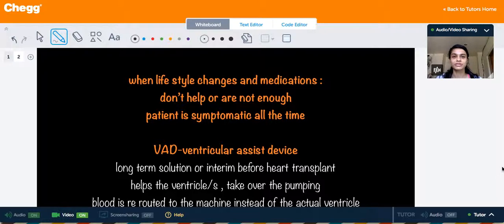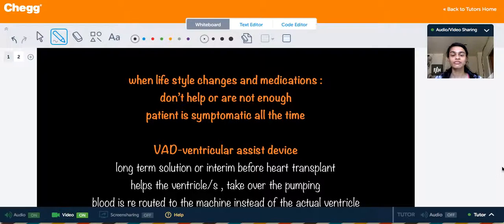These are methods that we use when the lifestyle changes and the medications haven't helped, or if the patient is symptomatic all the time with symptoms of heart failure, and it's really badly affecting the patient's quality of life. In such situations, we can use more invasive methods to treat CHF.